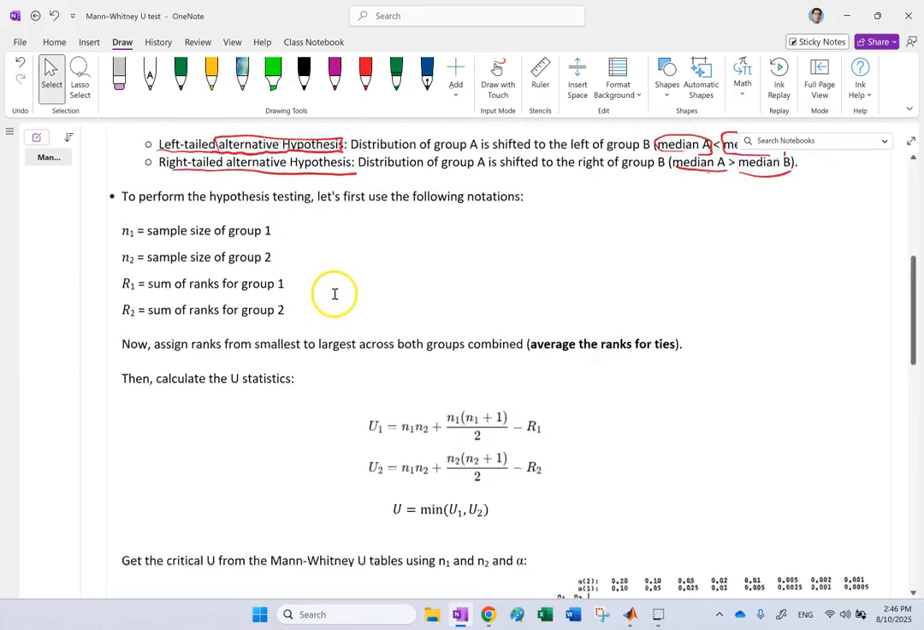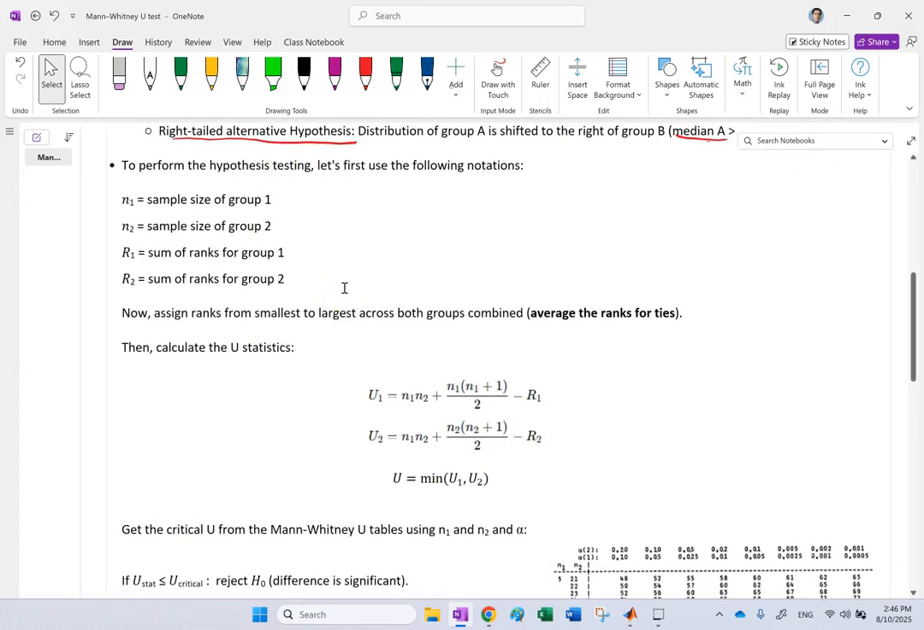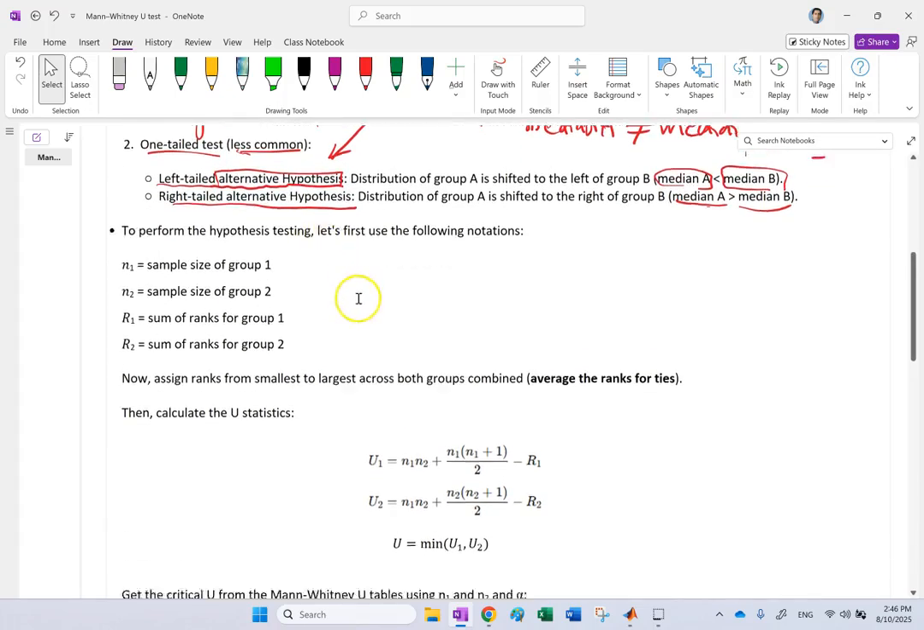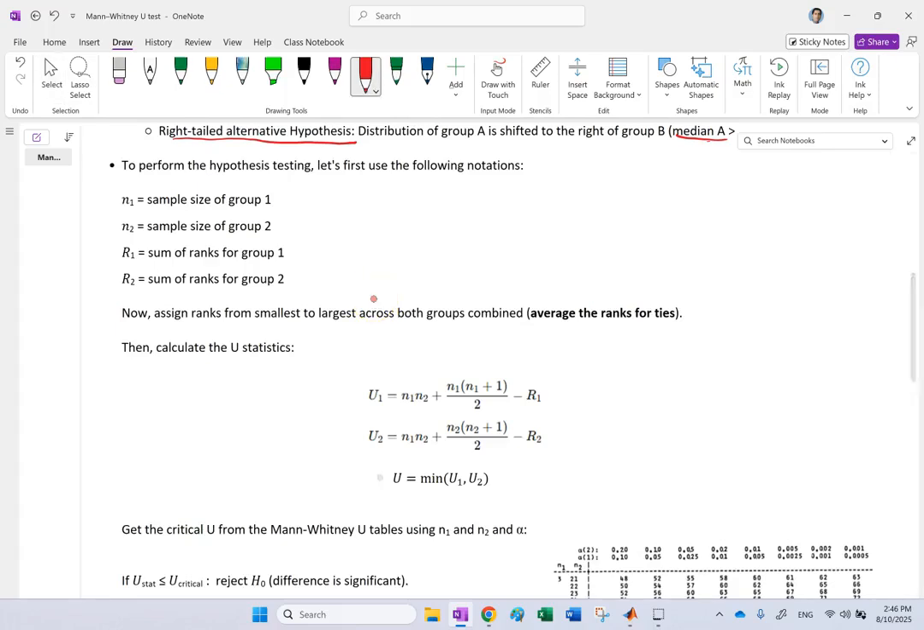Now, how do you perform this? As with other tests, you need to get a statistics value and a critical value and compare them. So here we need U statistics and U critical. To get the U statistics, we need to get U1 and U2, the U value, not just the sum of the ranks, the U value for group 1 or sample 1, and the U value for group 2, and then the minimum of these two is going to be my U statistics. Now, how do I get U1 and U2?